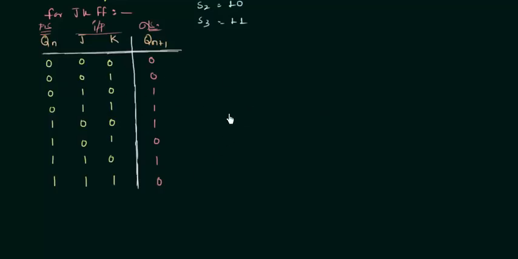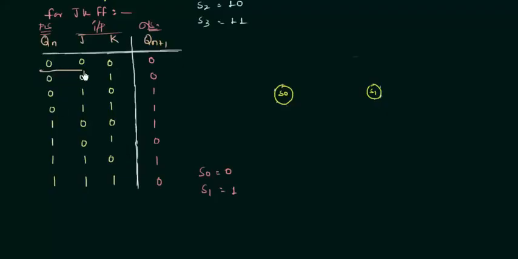Two possible states are there because only a single flip-flop, therefore two possible states. S0 is 0 and S1 is 1. So I will make two states. This is S0, this is S1.